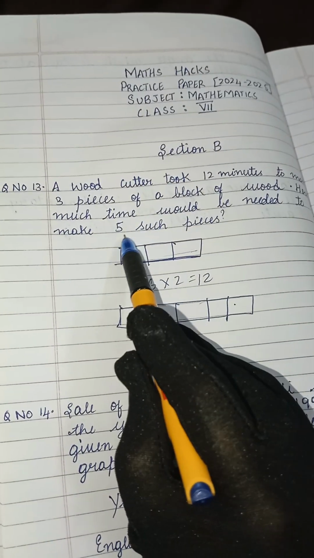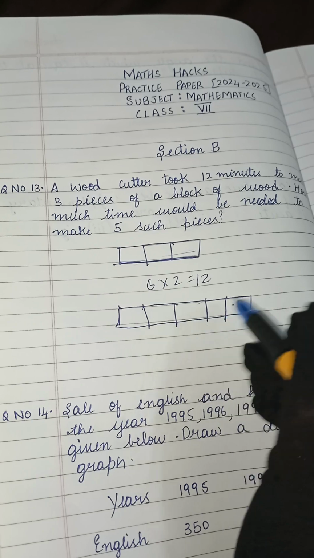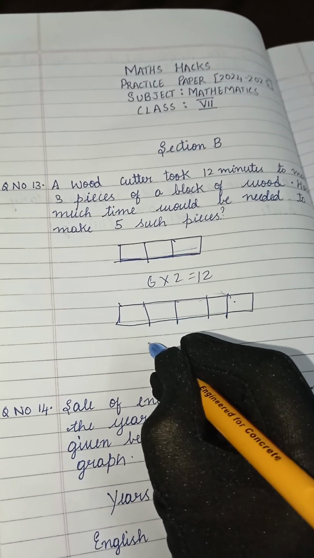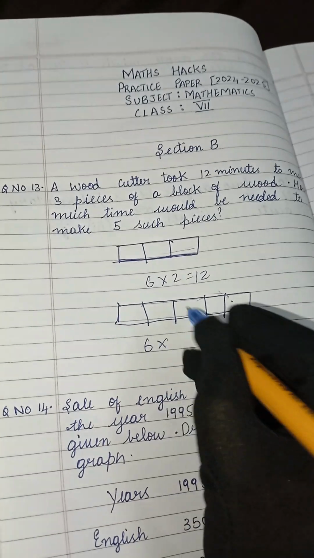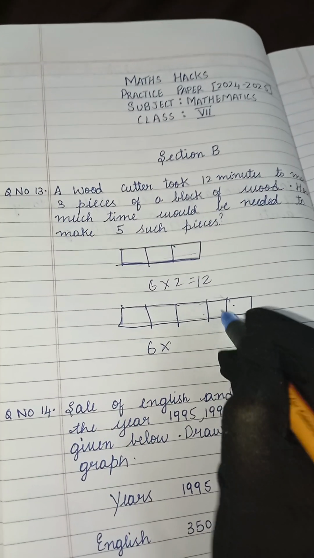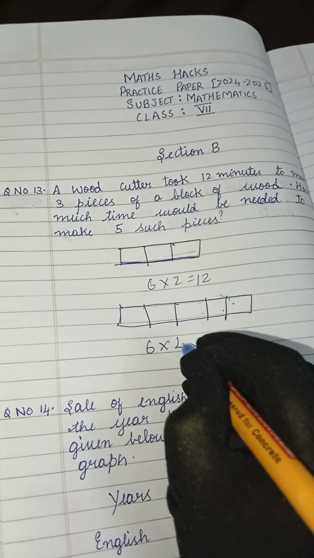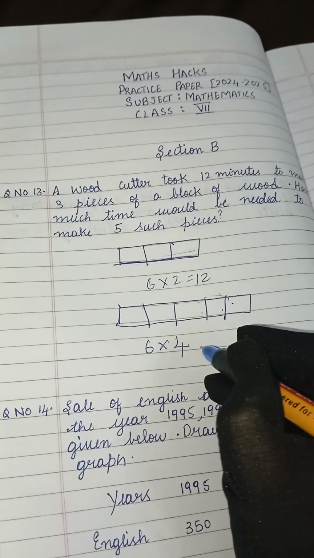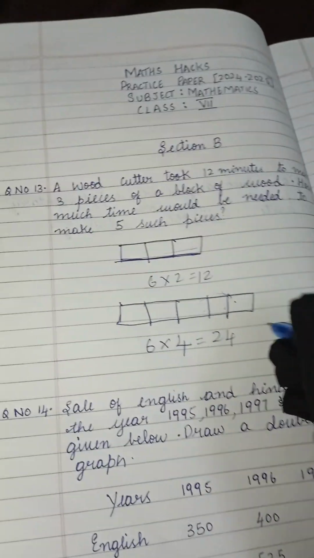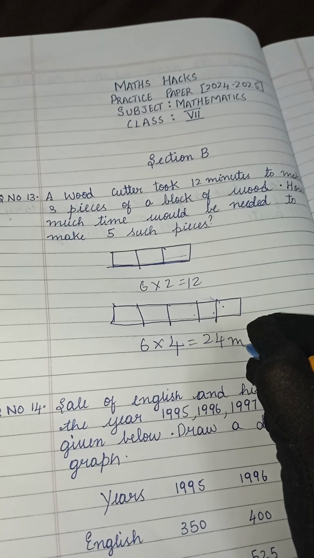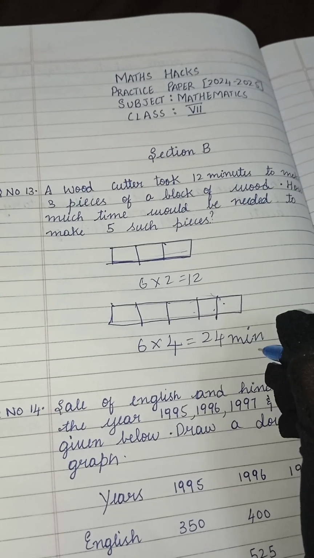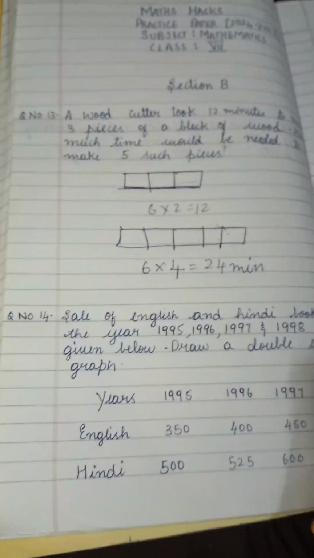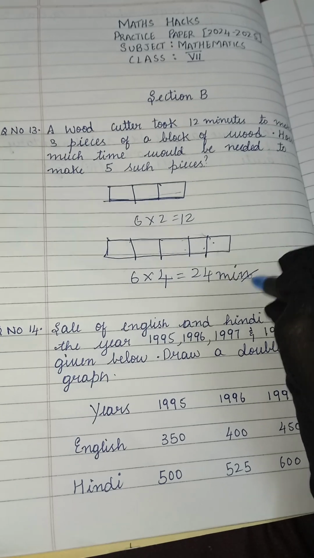And the question is telling 5 such pieces. So how many minutes did it take? See, 6 minutes to make one cut of wood. How many cuts has he made? 1, 2, 3, 4. So he made 4 cuts and got 5 pieces. So 6 fours are how much? 24. So finally 24 minutes were taken to cut the wood into 5 pieces. Now let us solve the second question. This is the first question's answer.